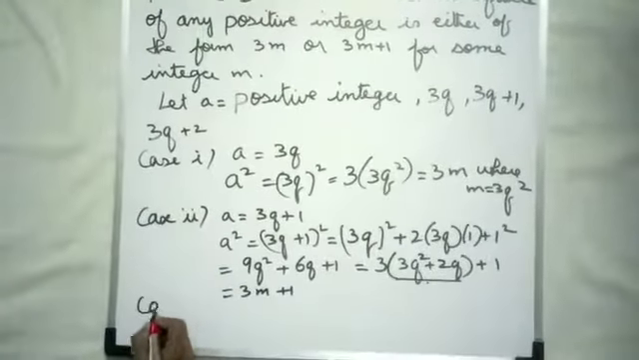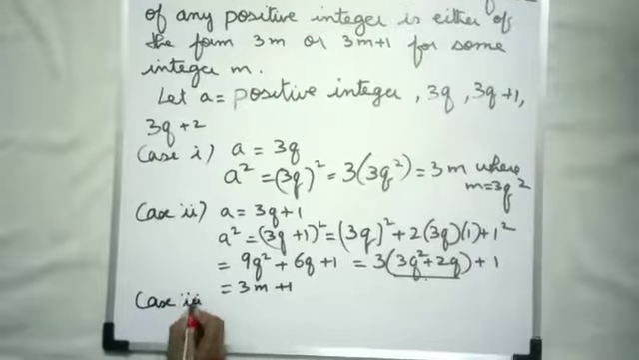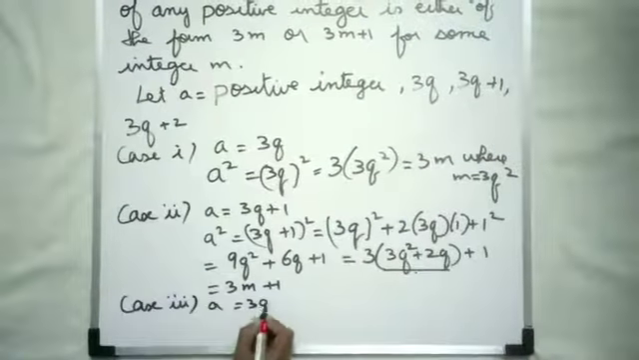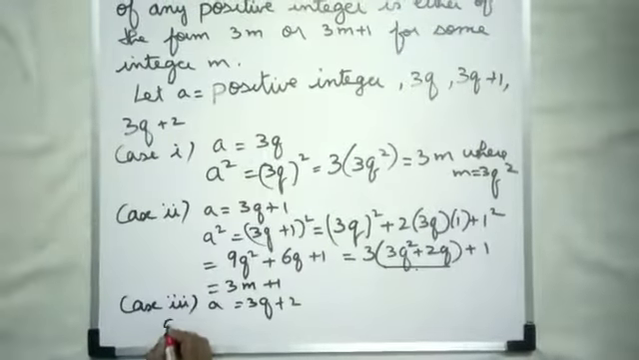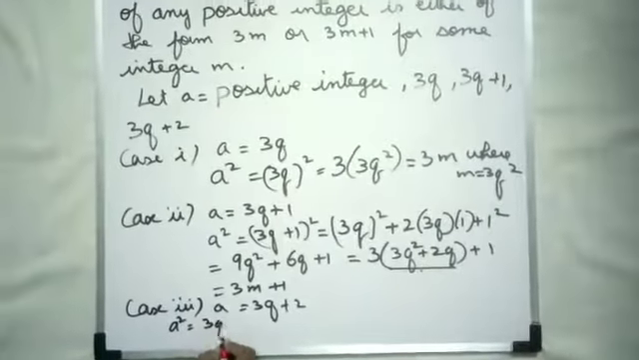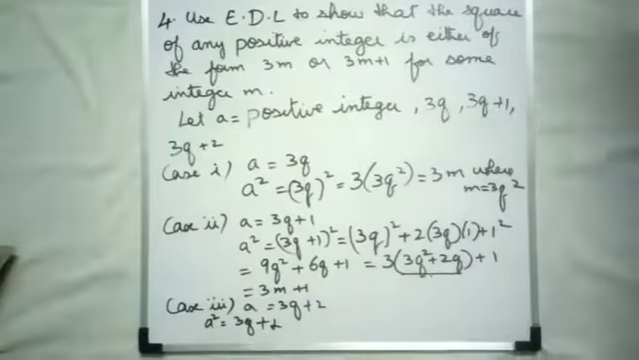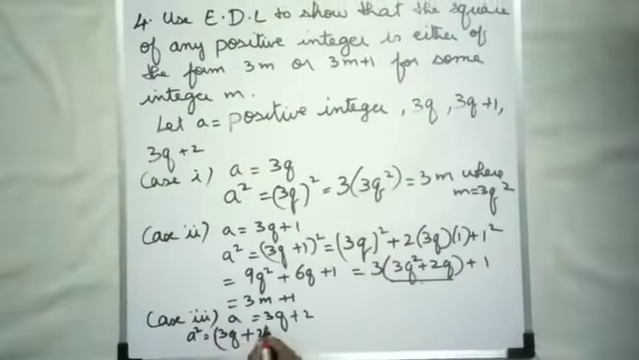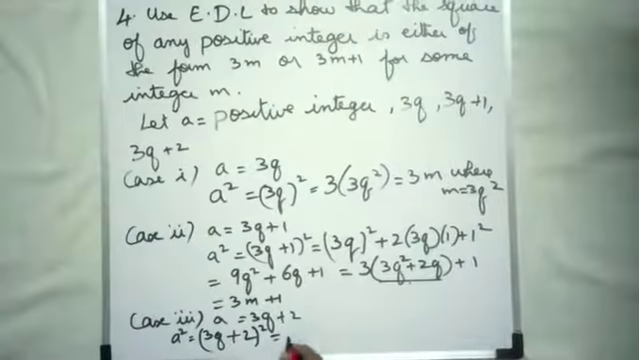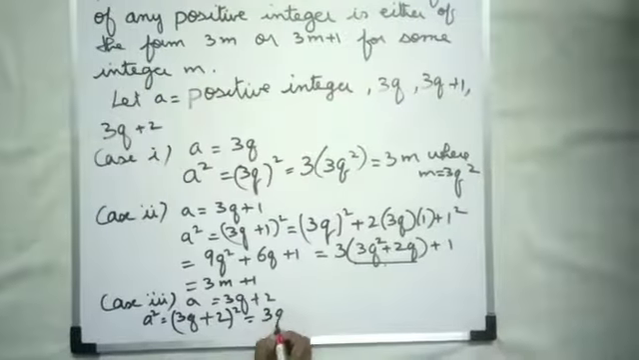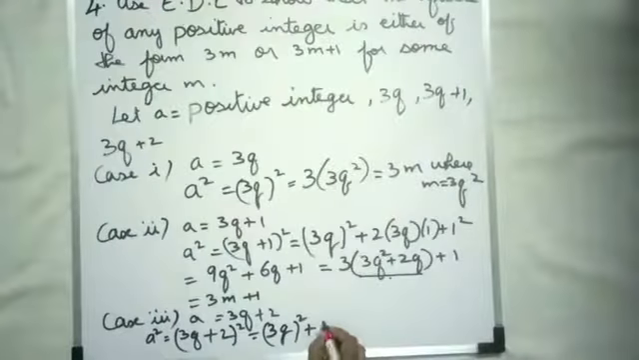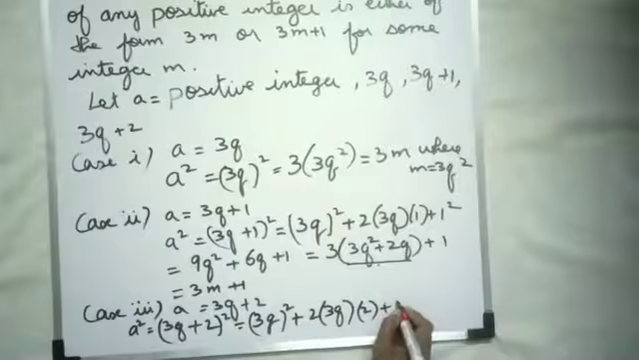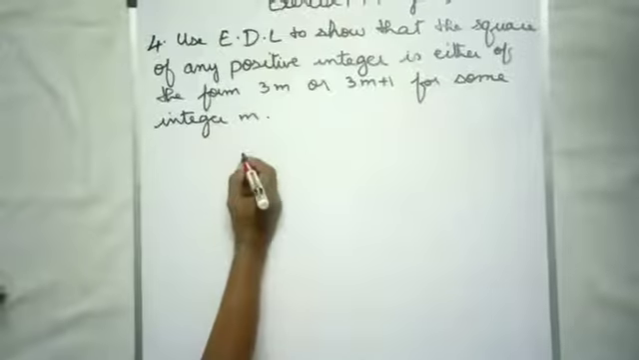Now let us consider the third case. Third case is of the form 3q plus 2. A is equal to 3q plus 2. Let us square on both sides. A square is equal to 3q plus 2 the whole square. This is of the form A plus B the whole square. So, A square plus 2 into A into B plus B square.